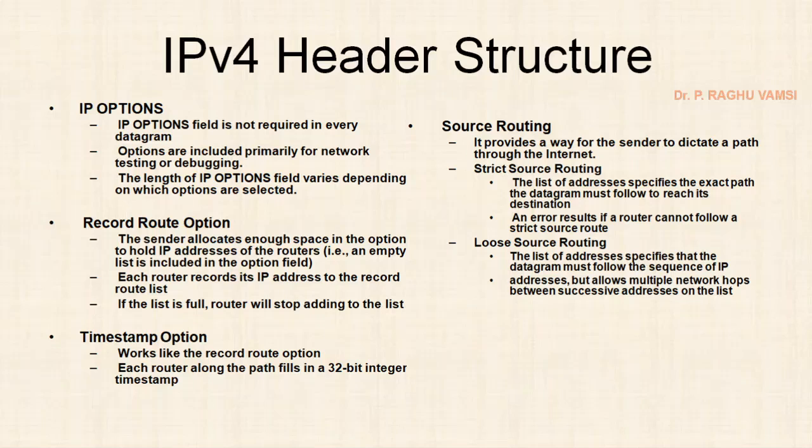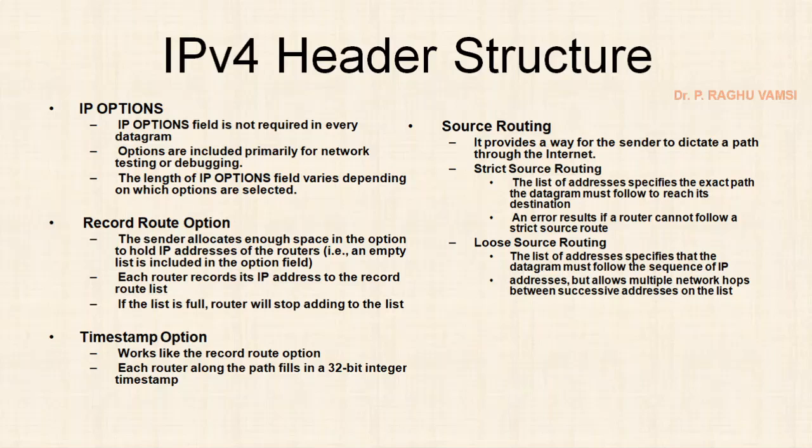Next one is the timestamp option. It works like the record route option only. But what it does is each router along the path fills in a 32-bit integer timestamp. So the time at which this particular packet was received and sent out, that information will be mentioned here.